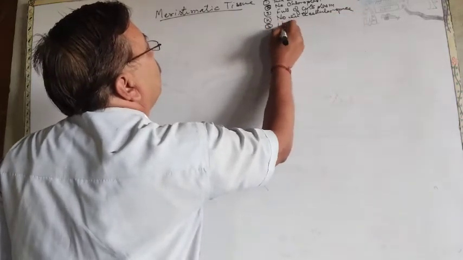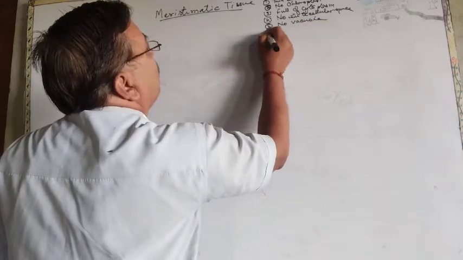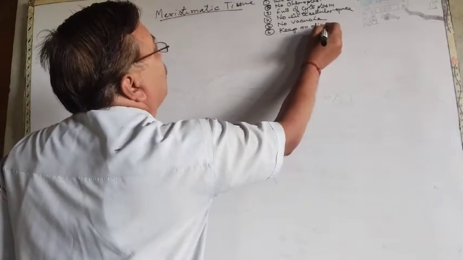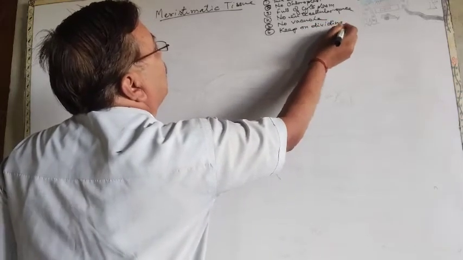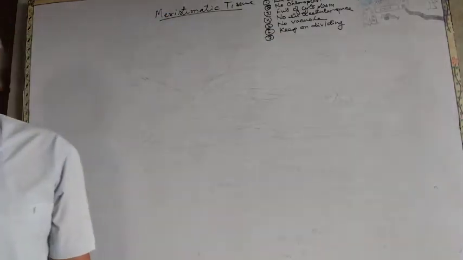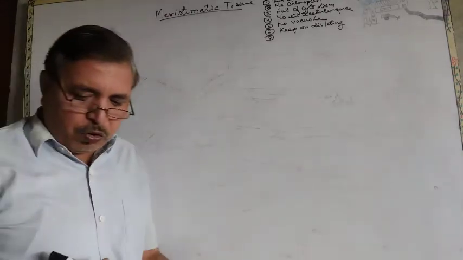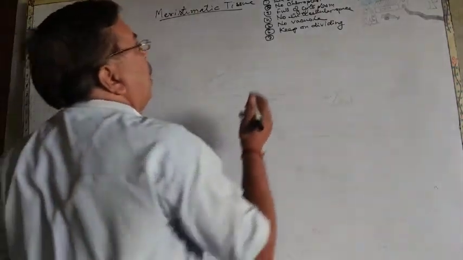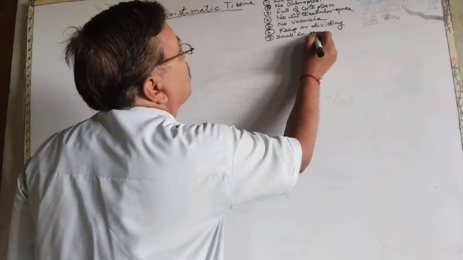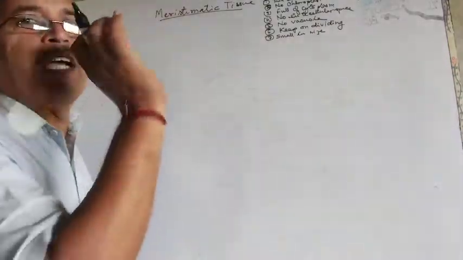Then no vacuole, no vacuole. Then they keep on dividing. They keep on dividing. So these are some of the important features that are seen in this case, and they are generally small in size, right?